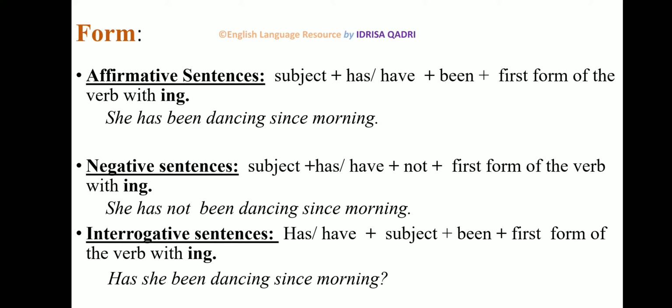In negative sentences, the form is subject plus has or have plus not plus been plus first form of verb with ing. For example, she has not been dancing since morning. In interrogative sentences, the form goes like this: has or have plus subject plus been plus first form of verb with ing. For example, has she been dancing since morning?